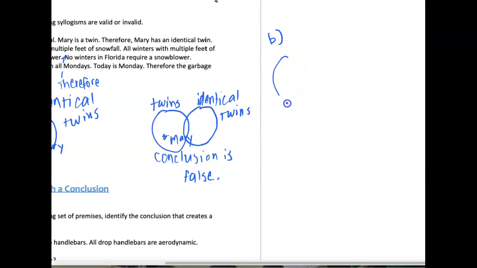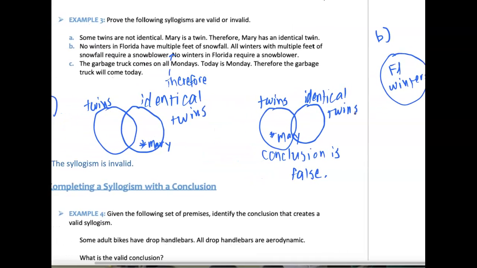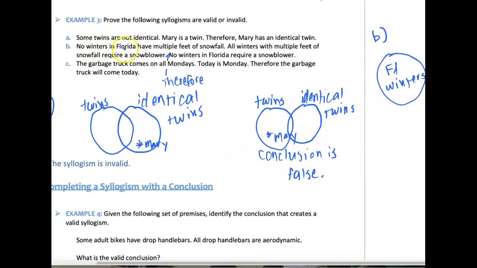So remember, our Euler diagram looked like this. This was winters in Florida, Florida winters. And then this one is winters that require a snowblower. Or pardon me, this one is winters with multiple feet of snow. Okay, so we had that Euler diagram before. That is where this first statement is true. No winters in Florida have multiple feet of snowfall. That's what that looks like.